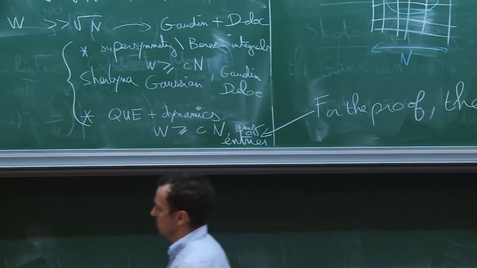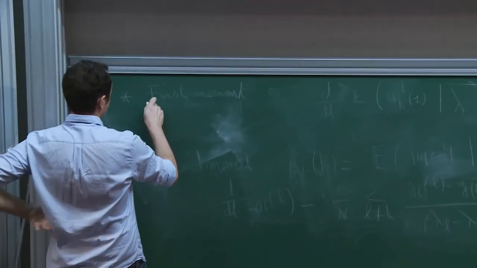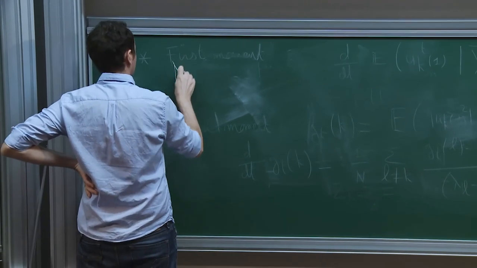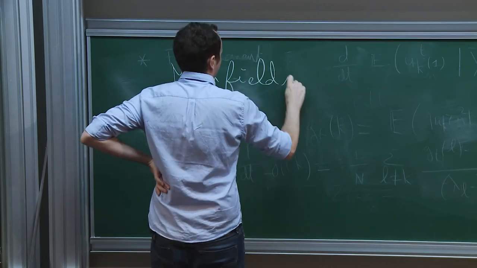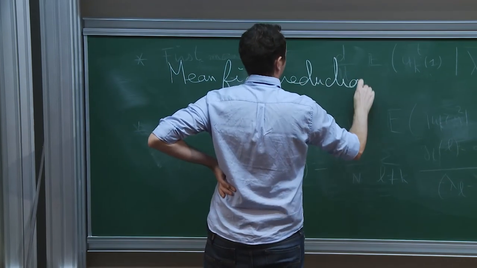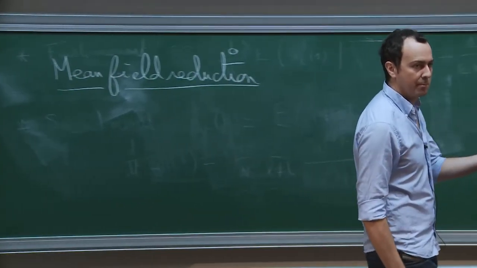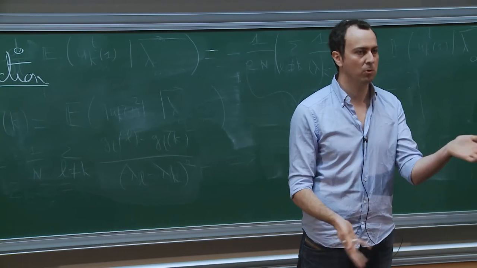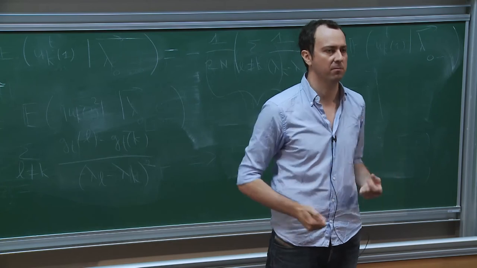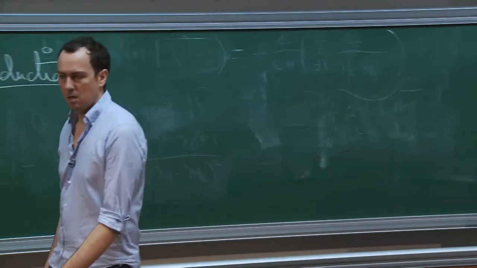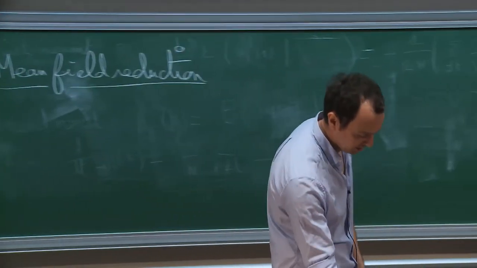So what can you do? What I just want to explain in the remaining time is the technique of mean field reduction. I think it's interesting to remember, just as a general technique, if you have a model where some geometry is imposed, you can maybe somehow come back to a mean field problem. So here is one way to think about it.